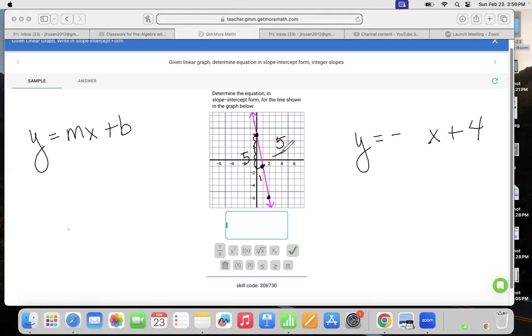So again, 5 over 1 is going to be 5. But again, it's going negative. So it's a -5. So my answer is y equals -5x plus 4. So it just gives us an equation that we can follow to create the line.